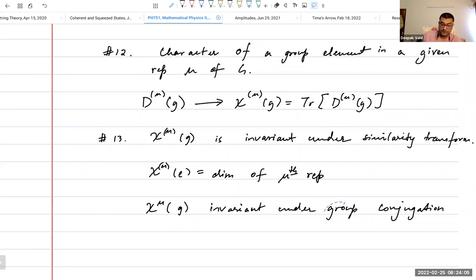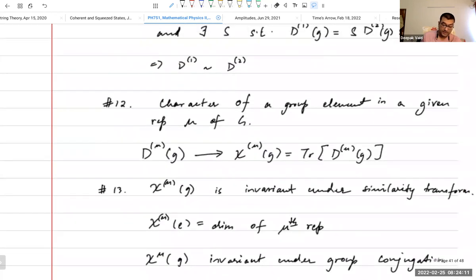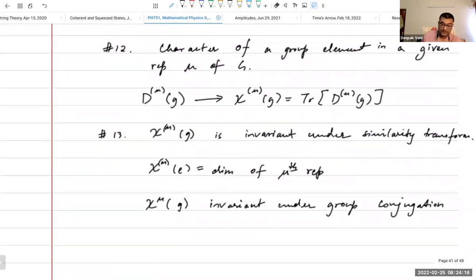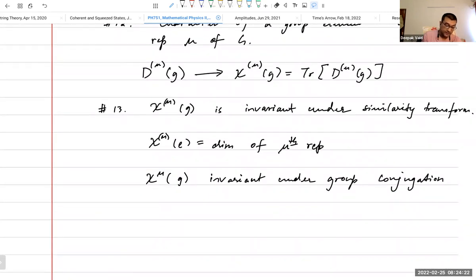So it's important to keep in mind that group conjugation is distinct from the similarity transformation. The similarity transformation acts at the level of a representation, whereas group conjugation acts at the level of a group. So these are two distinct, they are related, but they are distinct. Okay. So important to keep that in mind.